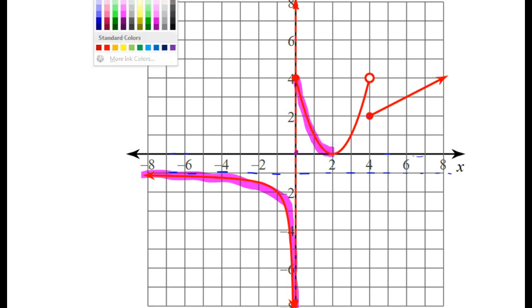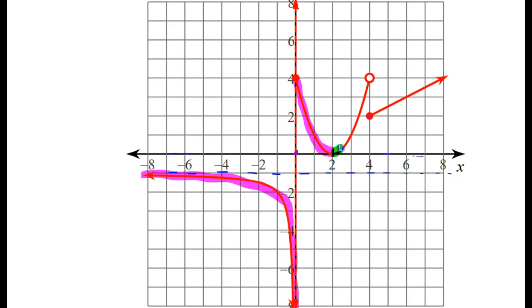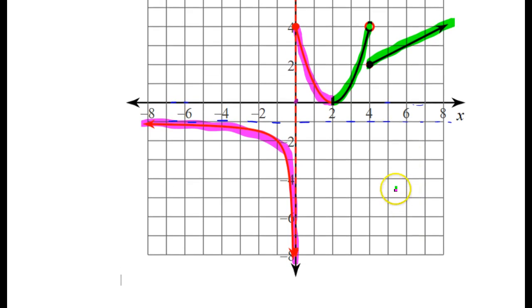All right, but then I start increasing, increasing, increasing, increasing, increasing. And then I jump to here, and then I'm increasing again. Okay, so everywhere that I just highlighted in pink is decreasing. Everywhere I highlighted in green is increasing.